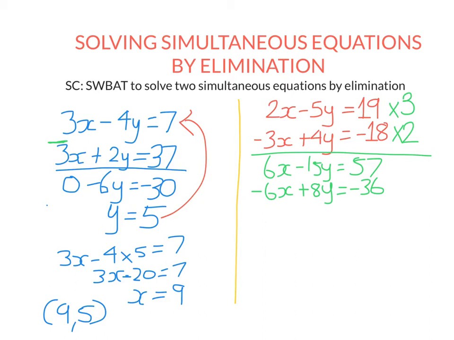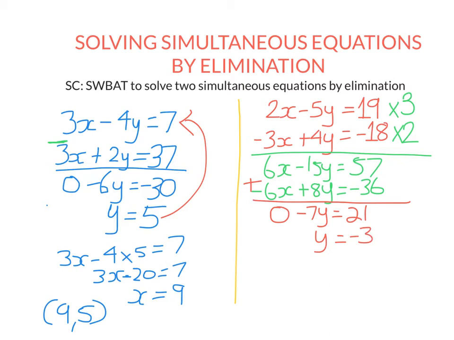Here, what I want to do is add the two equations together, because 6x plus negative 6x is 0. Minus 15y plus 8y is minus 7y. And then 57 plus negative 36 is positive 21. Once again, I have one equation with one variable, super easy to solve. I just divide each side by -7.